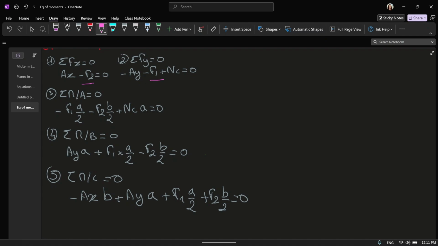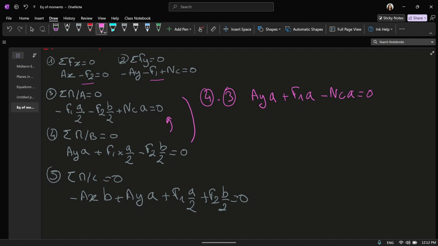If we now use the moment about A and the moment about D together, let's look at what happens when we do equation number 4 minus equation number 3. So this one minus this one. What do we have? We have the Ay a. The F1 times a divided by 2 minus, so plus F1 divided by 2, gives us plus F1 a. The minus F2 b divided by 2 minus F2 b divided by 2, that disappears. And we get just the minus Nc times a equals 0.